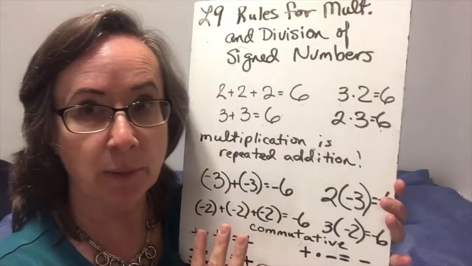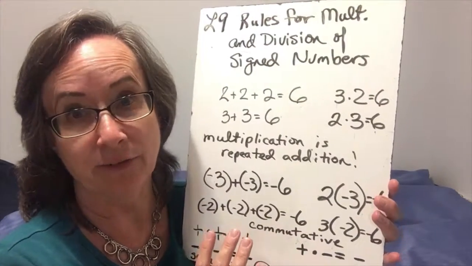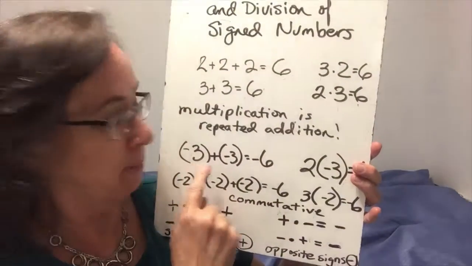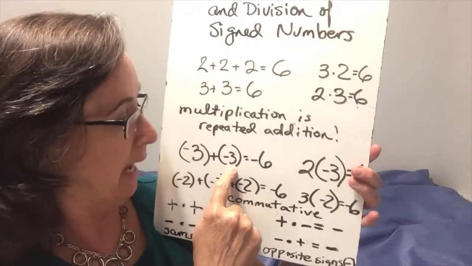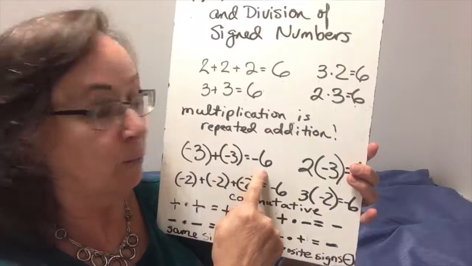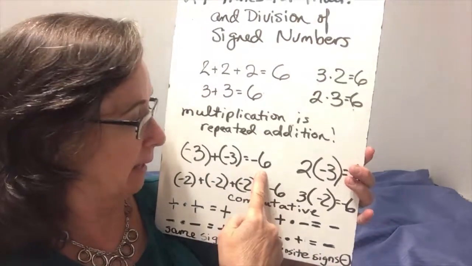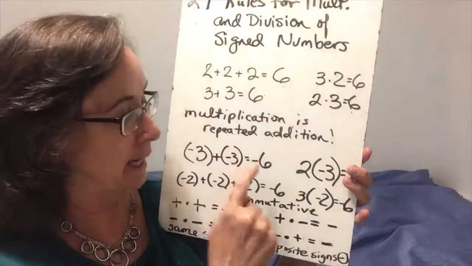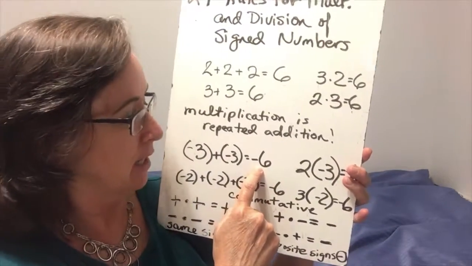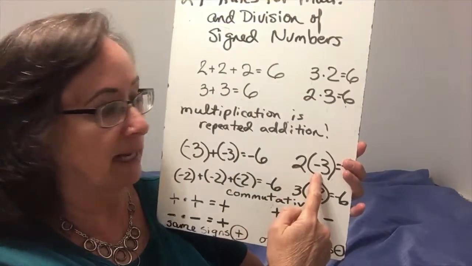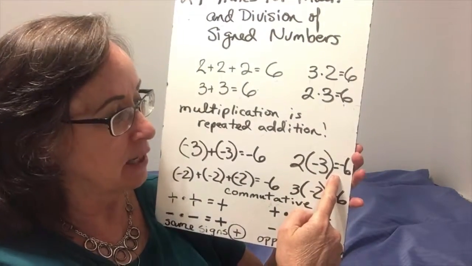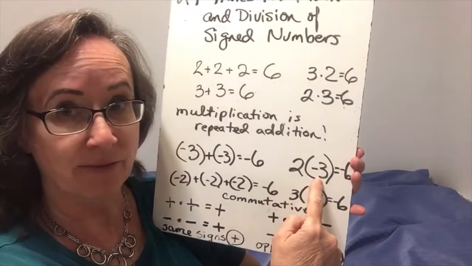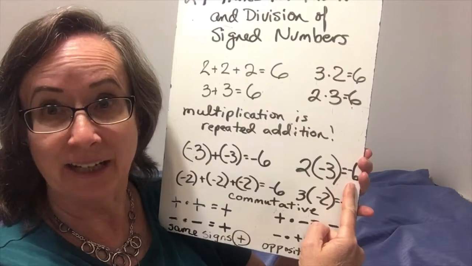So now how does this apply when we have negative numbers? Here we have a negative 3 plus a negative 3, and when we add two negatives together, we get a negative 6. If we were doing this on the number line, it would go backwards 3 steps and backwards another 3 steps and give us a negative 6. So 2 groups of negative 3 is a negative 6. So here we have an example that a positive number times a negative number yields a negative number.